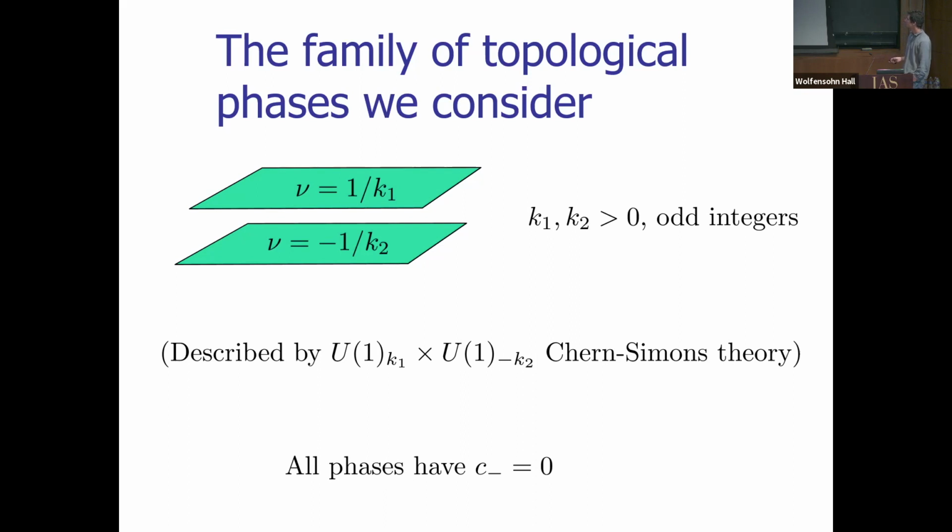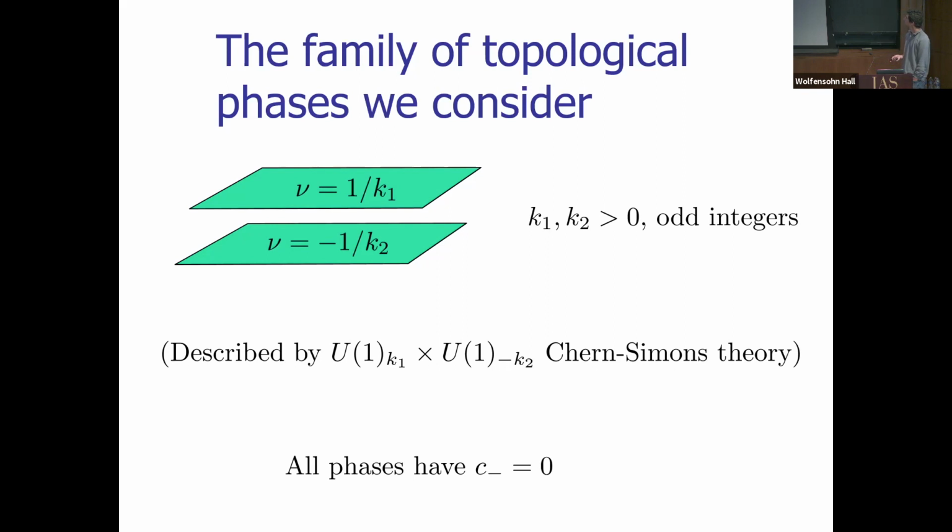So in terms of a field theory description, if you prefer, the phases I'm thinking about are those described by U(1) cross U(1) Chern-Simons theory, where one U(1) is at level K1 and the other is at minus K2. And all of these phases have vanishing chiral central charge. That's kind of the point. It's kind of the simplest phases. They have vanishing chiral central charge because their edge modes go in opposite directions. So they kind of cancel. Total chiral central charge is zero.